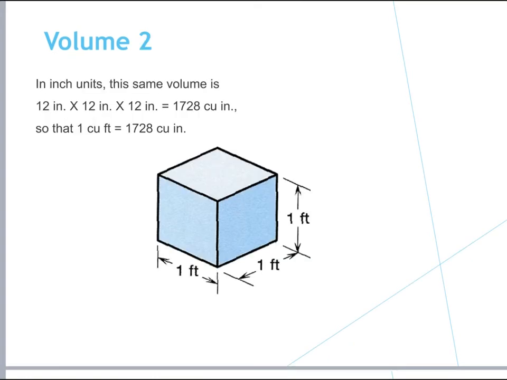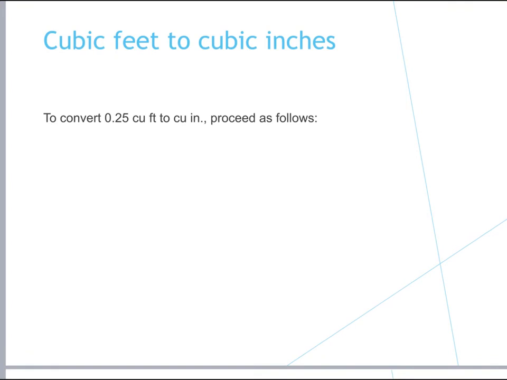So here is another example. In inches, it would be the same thing. It would be 12 inches by 12 inches by 12 inches. And of course, you would do that multiplication, 12 times 12 times 12, and get 1728. And then inches times inches times inches is cubic inches. So then that means that 1 cubic foot is equal to 1,728 cubic inches. So how do we convert cubic feet to cubic inches?